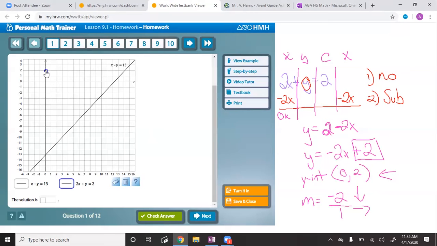Then you go down 2. 1, 2. And then you go to the right 1. Right 1. You see what I did? Mm-hmm. Done. Does that make sense? Mm-hmm. Now the thing is, with these, that's good. That one goes through. That one goes through. And if you want to erase it, you can.